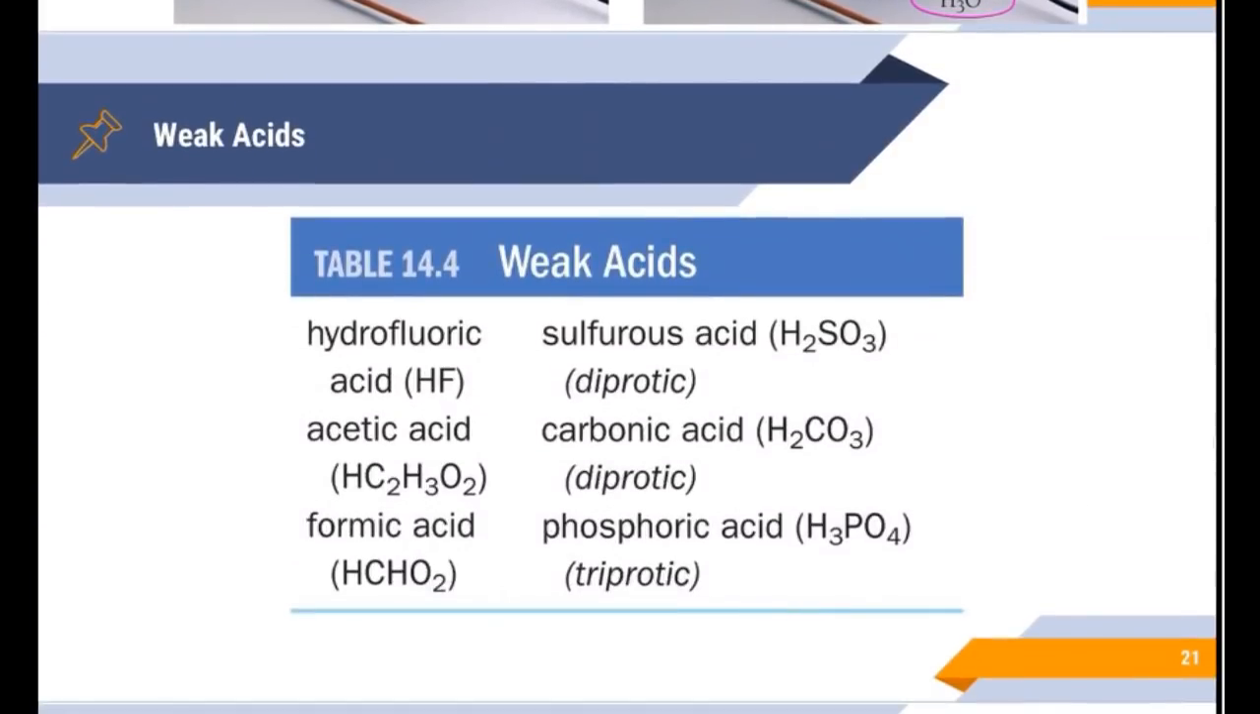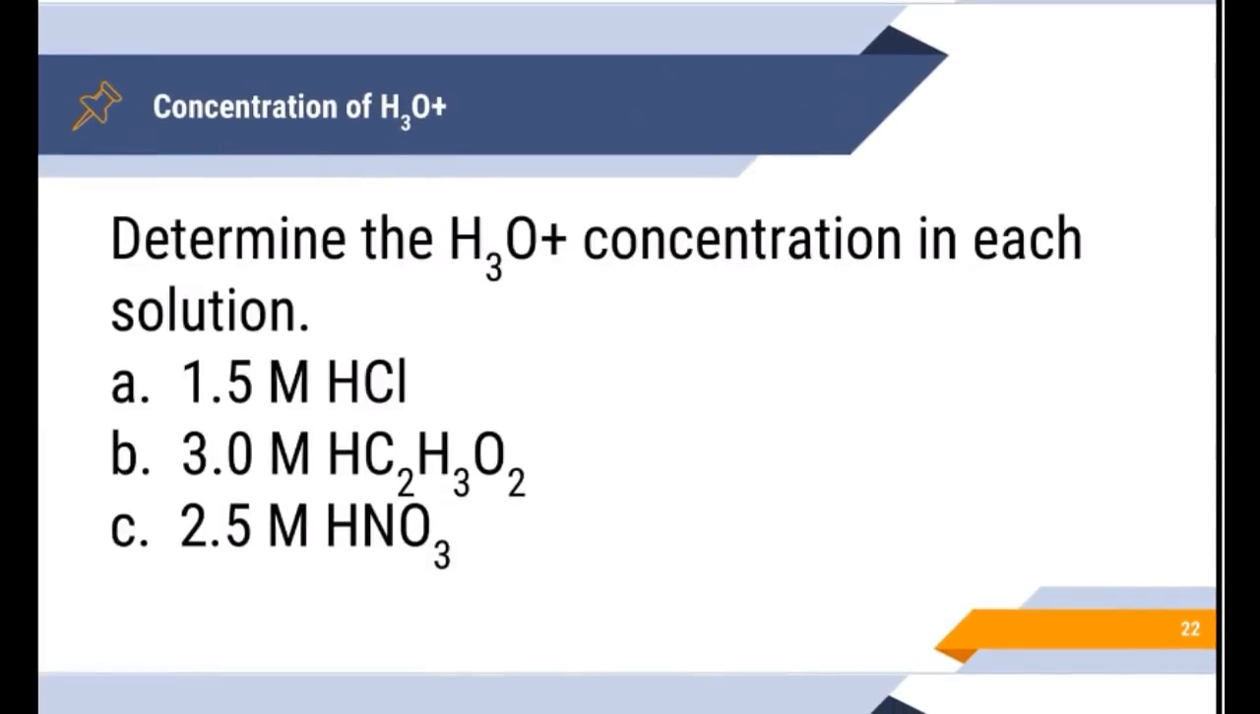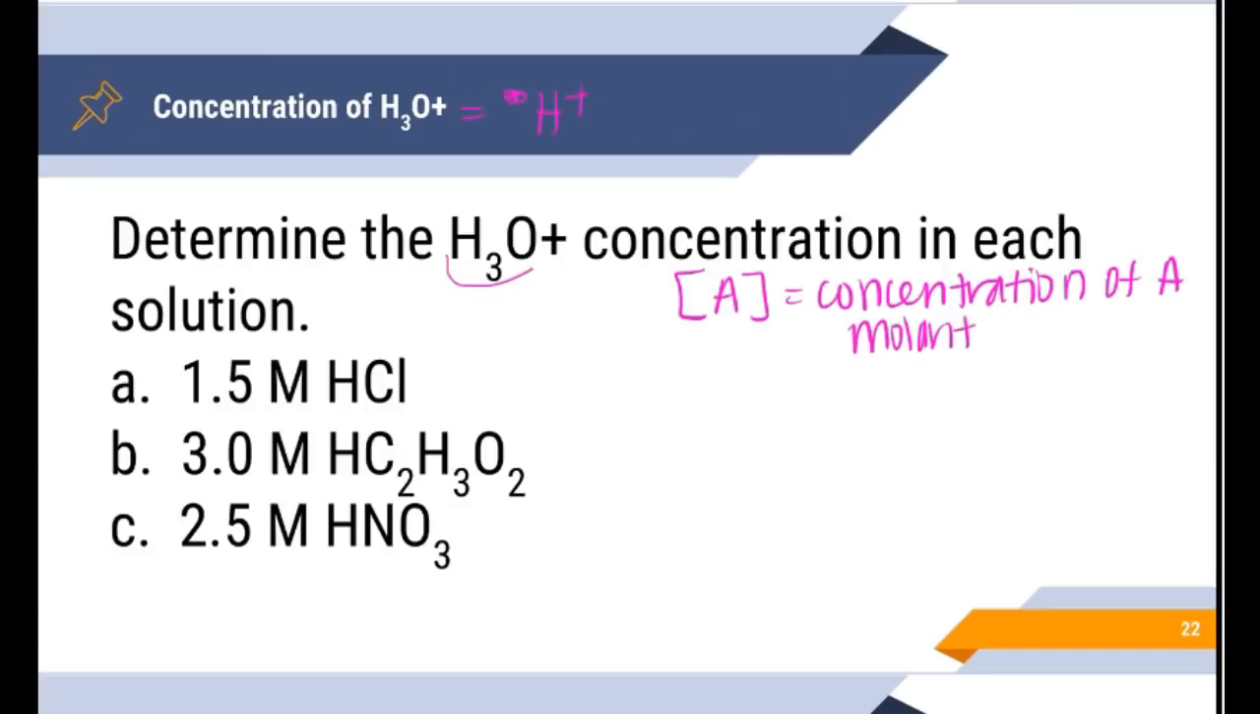Here are some weak acids. Remember though, if it's not strong, it's weak. You don't have to memorize these. You can just get familiar with them if you want to, but you don't have to. So what would the hydronium concentration be for each of these things? Remember, hydronium is equal to H plus. So I'm going to give you a little tip. We put this in brackets to indicate the molarity, the concentration of a thing. And so instead of saying hydronium concentration, we can say determine H3O plus in brackets. That means the same thing as the concentration.